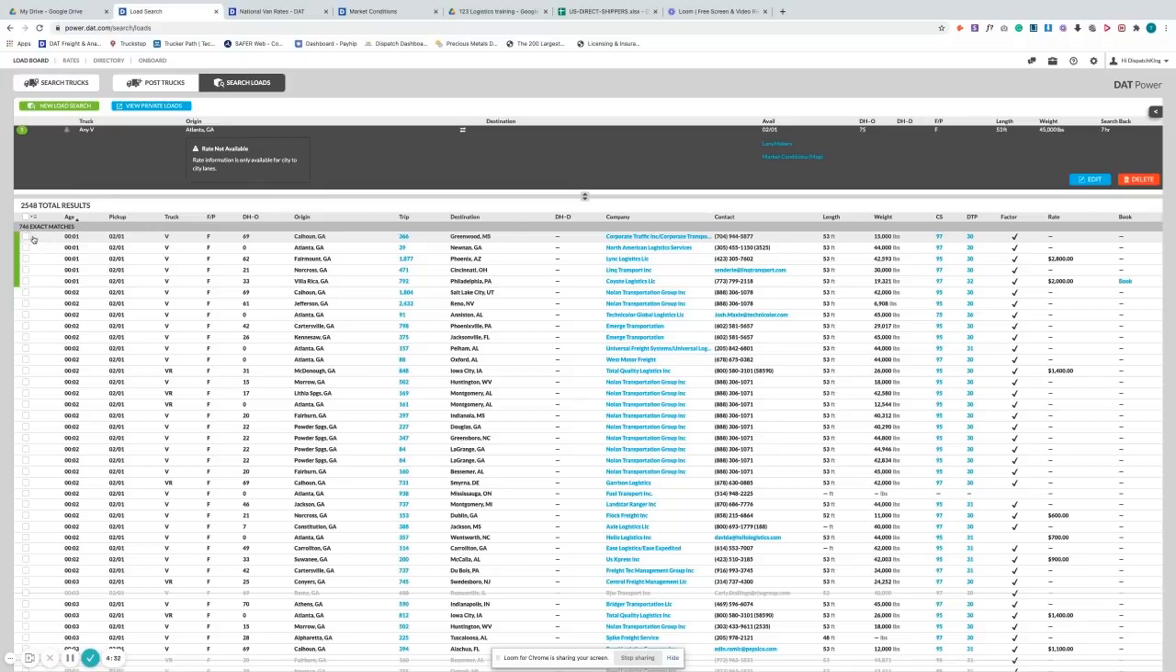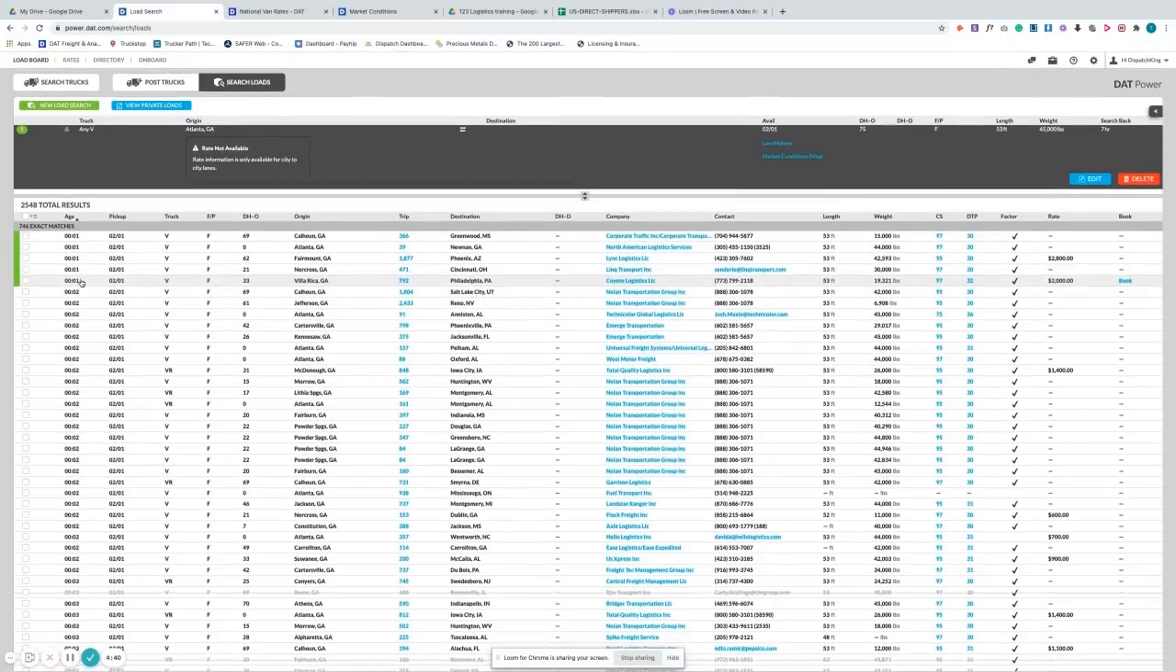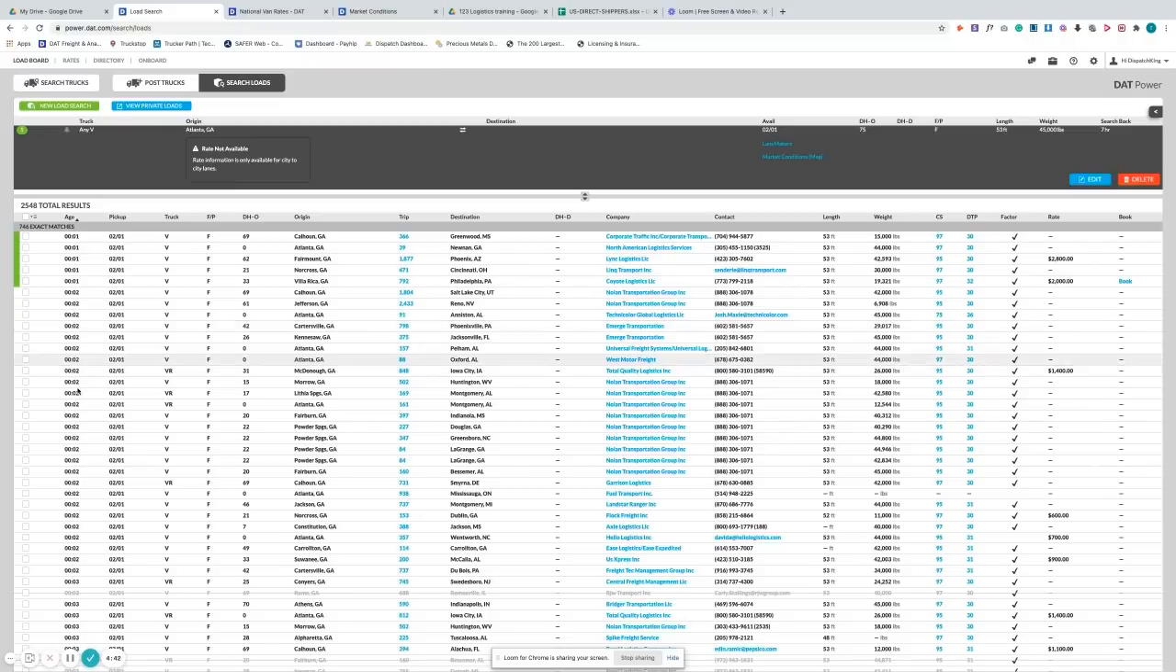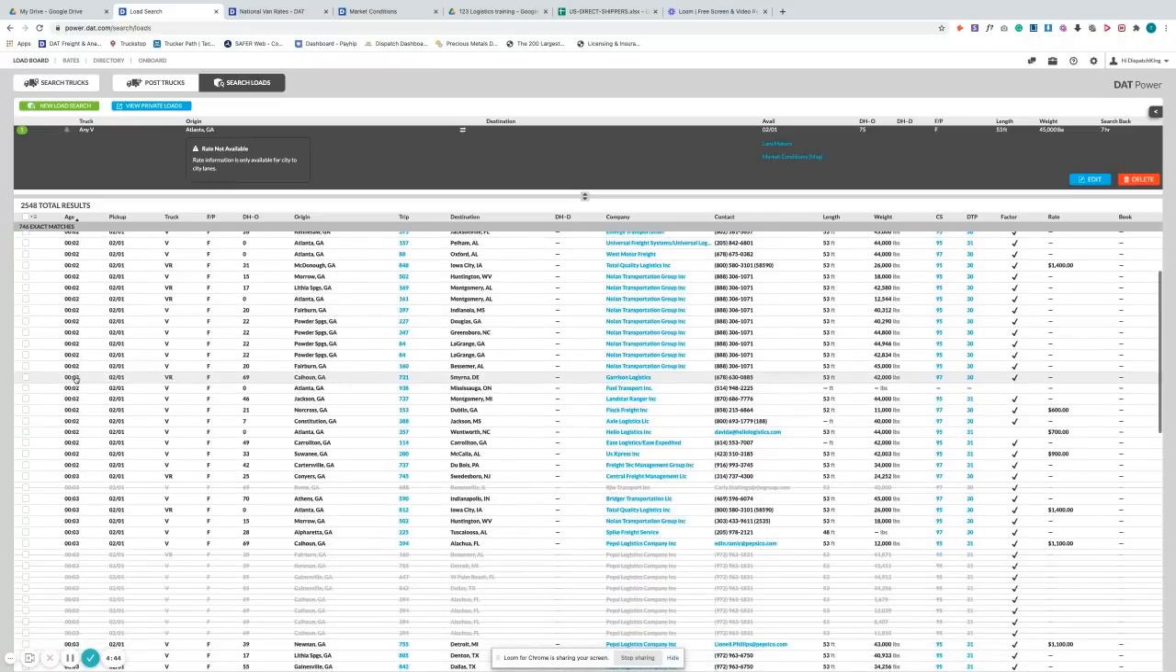Age. You see this green area right here? That means they just put these up. These are loads that just came in, and the further you go down, the longer they've been on the load board. And they'll scratch them off when the loads get booked too.